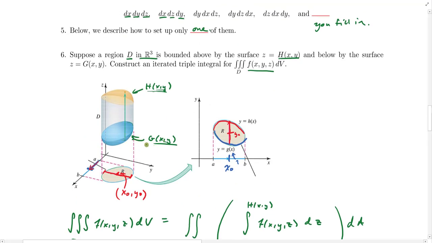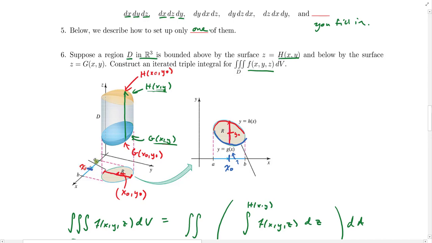and then we're going to plug that ordered pair into this expression here, which is going to give us a lower bound for z. This would be the ordered pair right here, g of x naught, y naught. That gives us a lower bound for z, and then the z values will range, let me do that in green, between this lower bound right here and this upper bound right here. So that upper bound there is this point right here, which is the point h of x naught comma y naught.